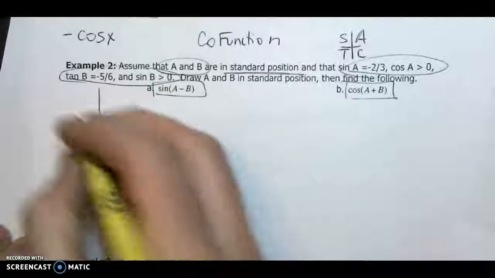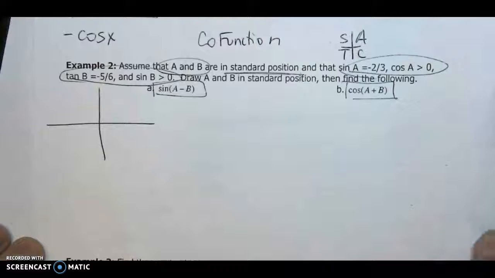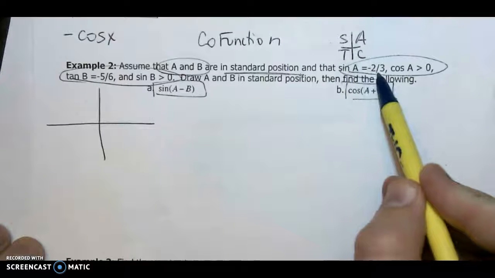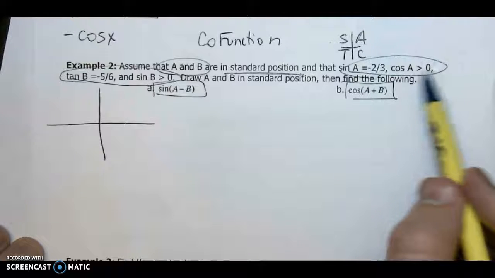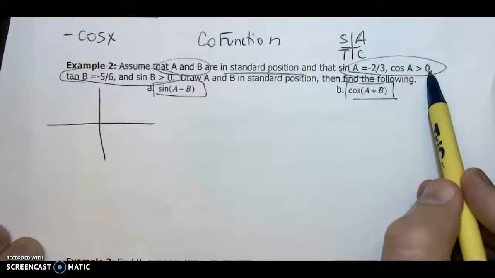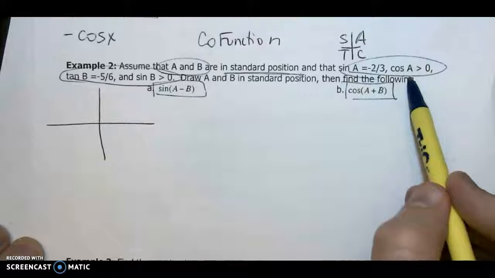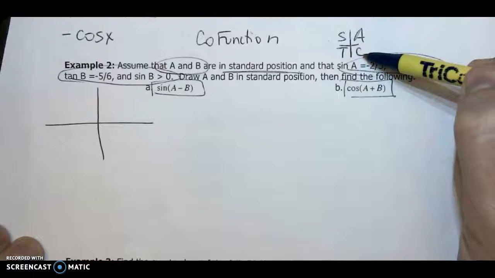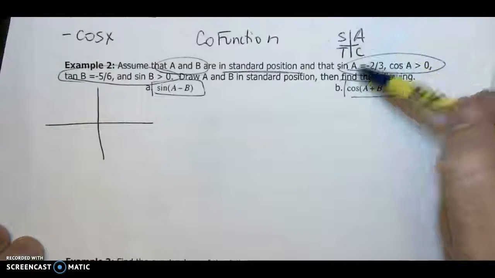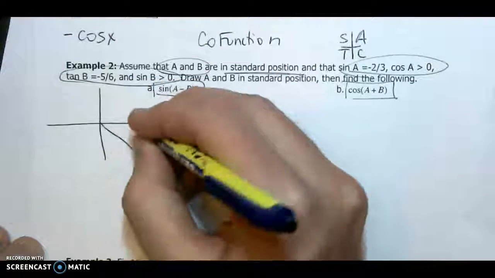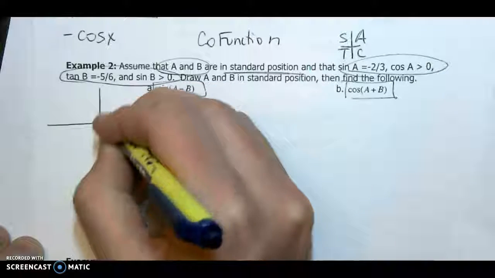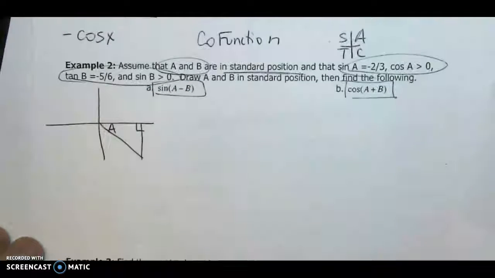So we're going to go ahead and draw picture A and picture B in the correct quadrants using the info. So this says that sine of A is negative and cosine of A is positive because it says greater than 0. So I'm looking for where is cosine positive? That would be quadrants 1 and 4. And in which of those will sine be negative? And that would have to be quadrant 4. So here now I know that A is in quadrant 4, because that is where sine is negative, but cosine would be positive.